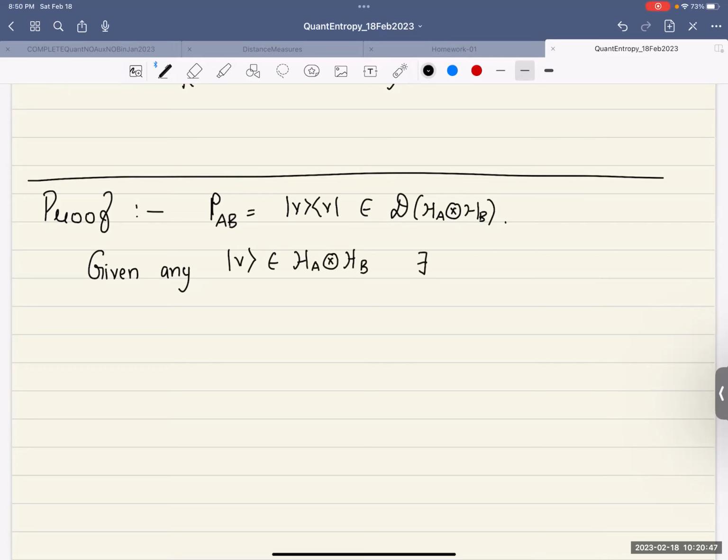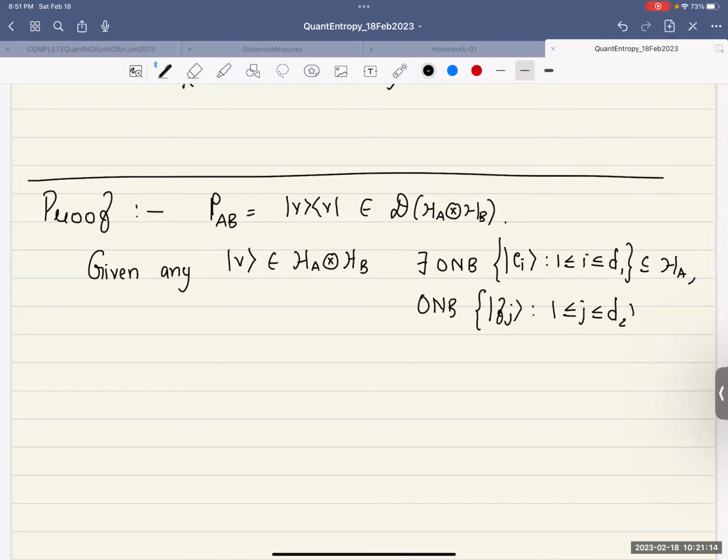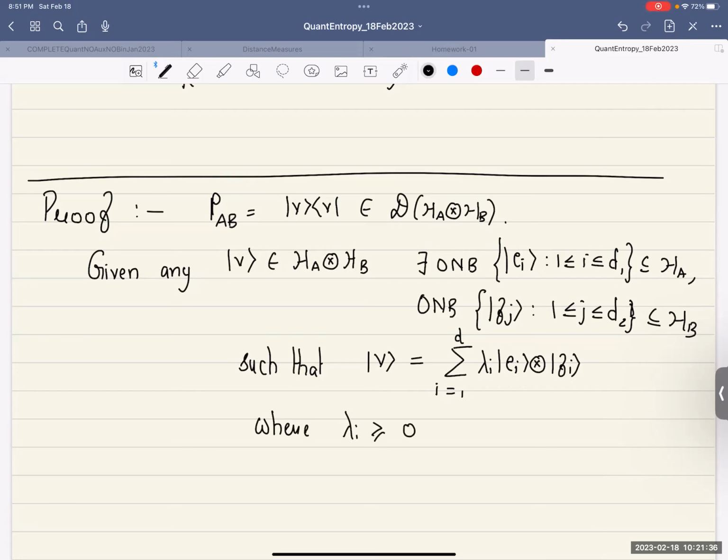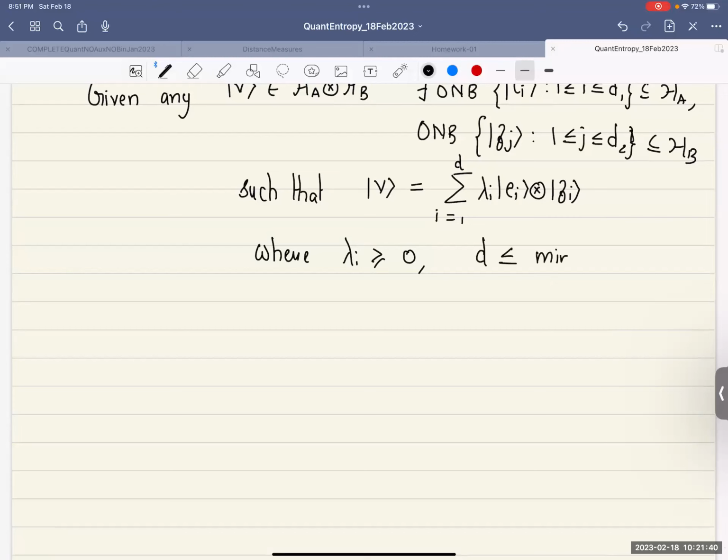there exists an orthonormal basis e_i, i from 1 to d1, inside H_A, and an orthonormal basis f_j, j from 1 to d2, inside H_B, such that vector V can be written as the summation of lambda_i e_i tensor f_i, i equal to 1 to d, where the lambda_i's are all positive and d is at most the min of d1 and d2.